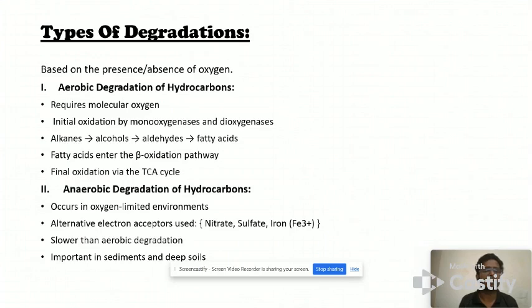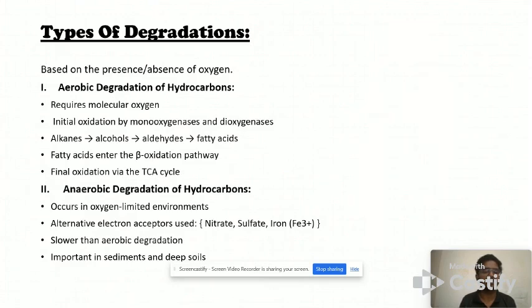Here, the initial oxidation by monooxygenases and dioxygenases takes place. Alkanes are converted into alcohols, alcohols are converted into aldehydes, and aldehydes to fatty acids. And fatty acids enter the beta oxidation pathway, finally oxidized via the TCA cycle.